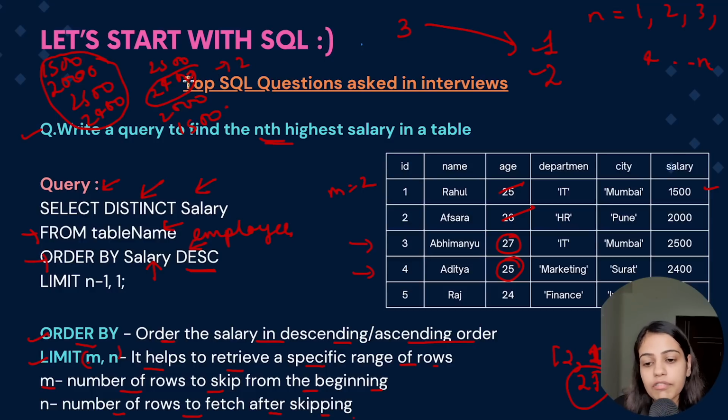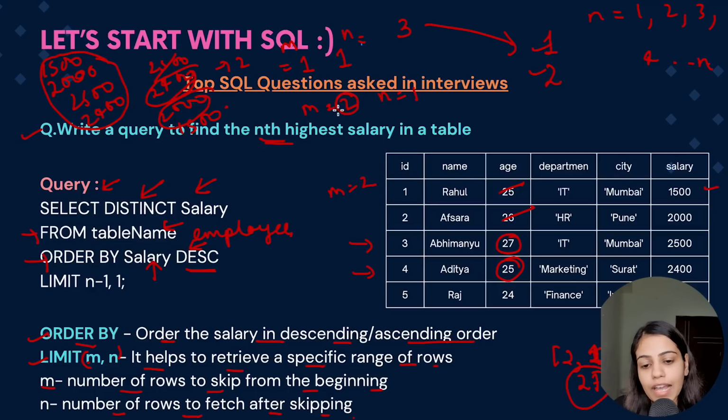So for this, if I want to put a limit, what I'll do is skip one row from the start and then get the first row after skipping. So the value of m would be 1 and n would be 1. Consider if I want the third highest salary, so the value of m would be 2 because I need to skip 2 rows from the beginning, and the value of n would be 1.